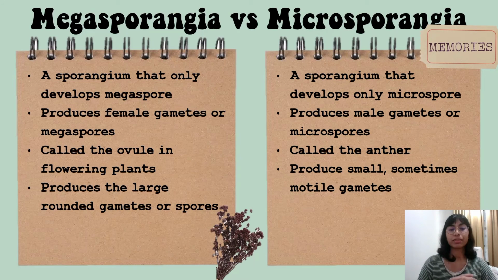One difference between the megasporangia and the microsporangia is, first, the megasporangia develops into a megaspore, which is a female gamete. These gametes are usually round and large. The megasporangia is also called the ovule in a plant. The microsporangia develops into a male gamete, which is called a microspore, and it's in the structure called the anther, and they are small and motile.